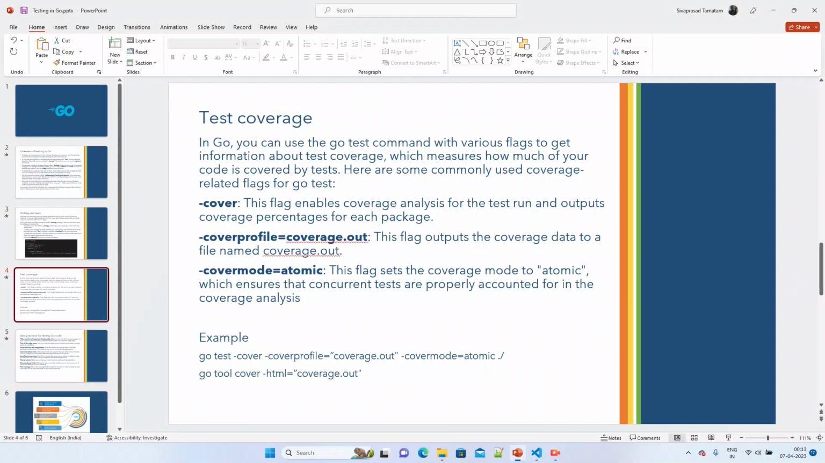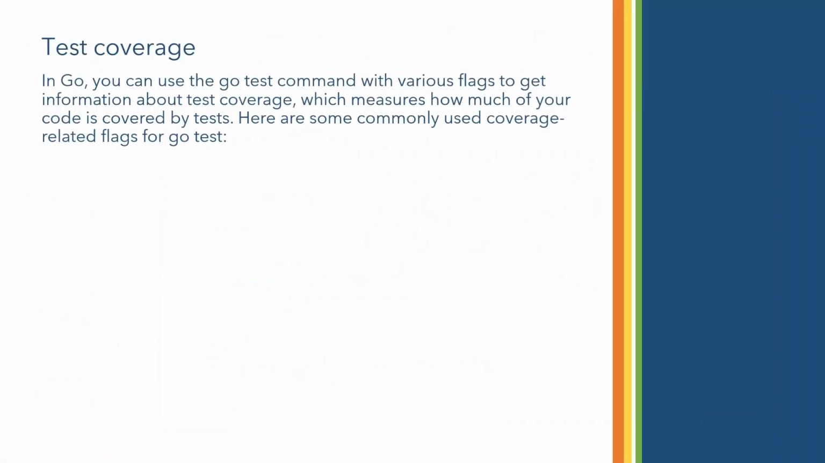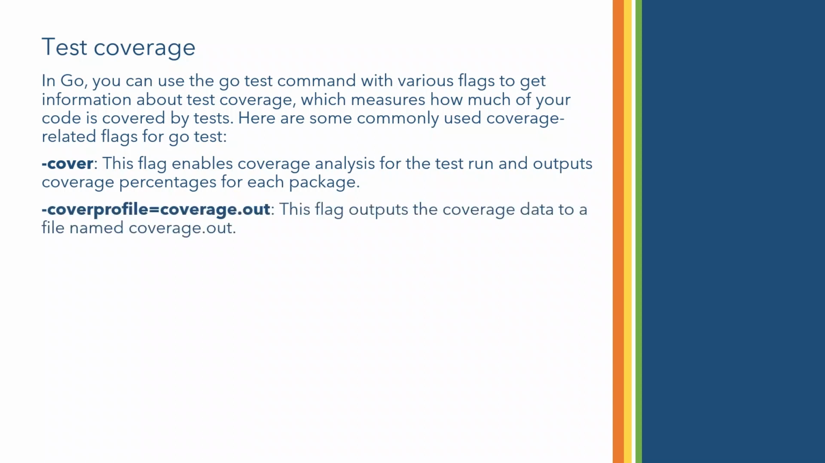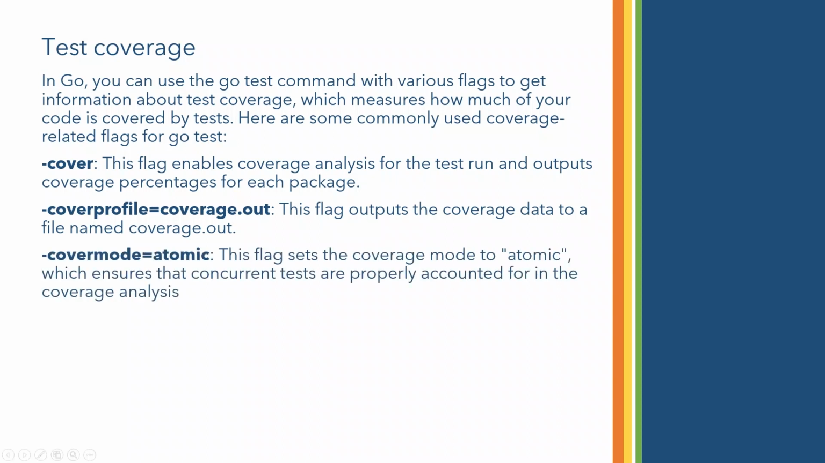Anyway, let us see the other part, test coverage. In Go you can use the go test command with various flags to get information about test coverage, which measures how much of your code is covered by the test. Here are some commonly used coverage-related flags for go test. Dash cover enables coverage analysis for the test run and outputs the coverage percentage for each package. Hyphen coverprofile equals, you can give any output file. This flag outputs the coverage data to a file named coverage.out.